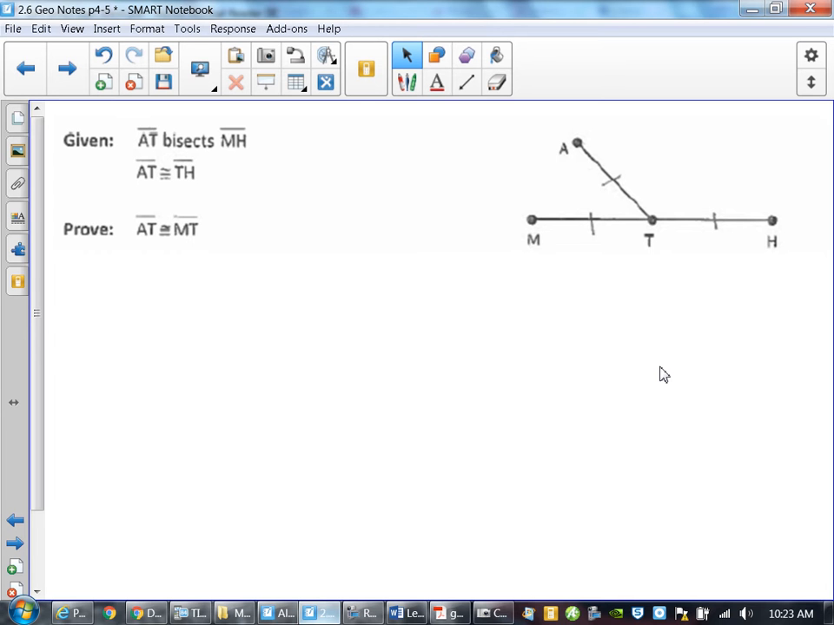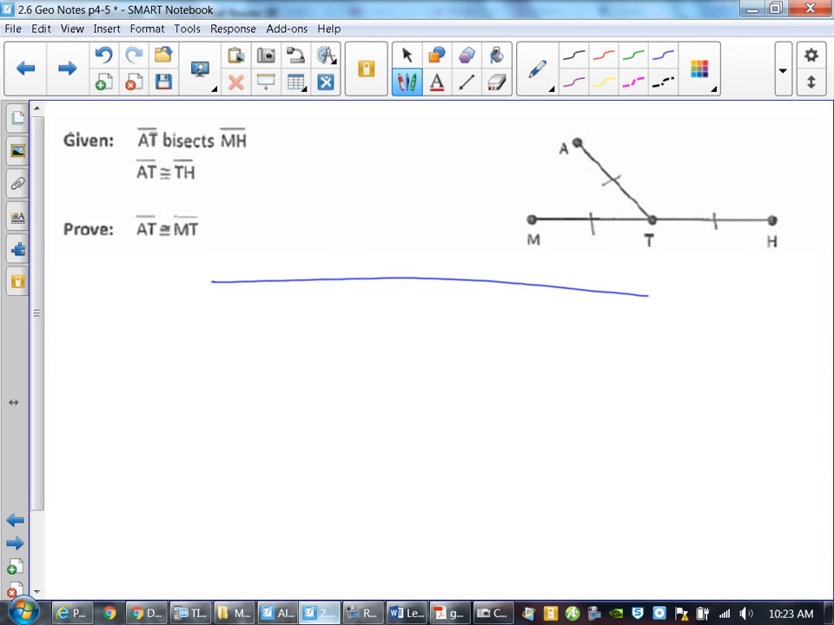So the first thing that's given to us is that we have a bisector. What kind of a bisector is it, guys? Segment bisector. So according to our progression sheet, which we should have out at the same time, we need to go through what we know. AT bisects MH. That's given.